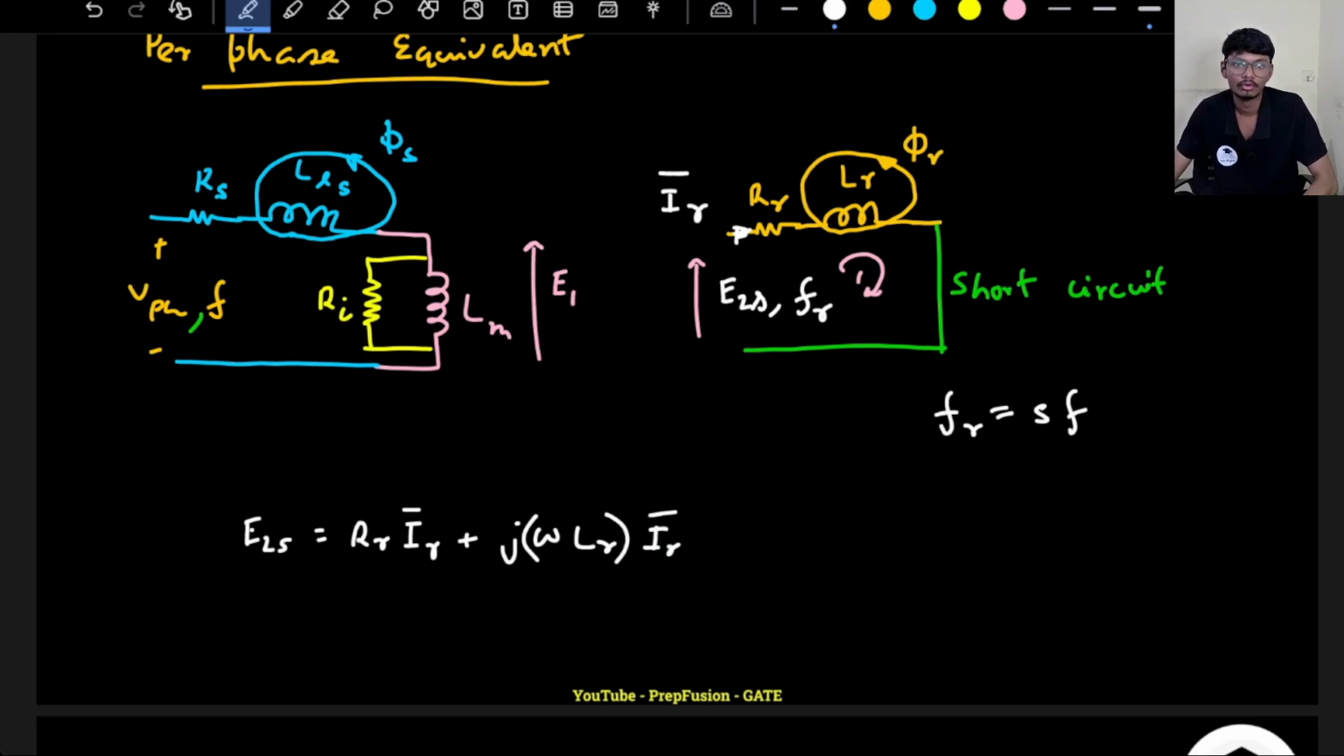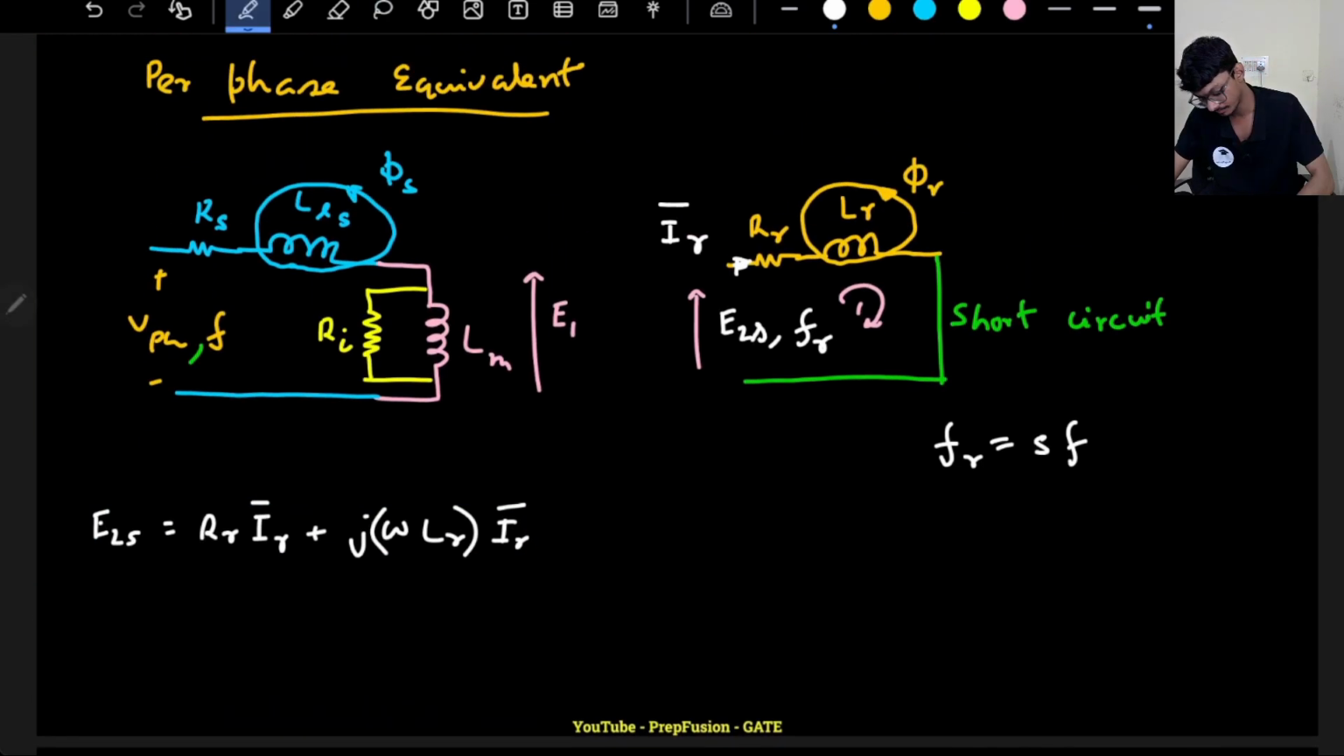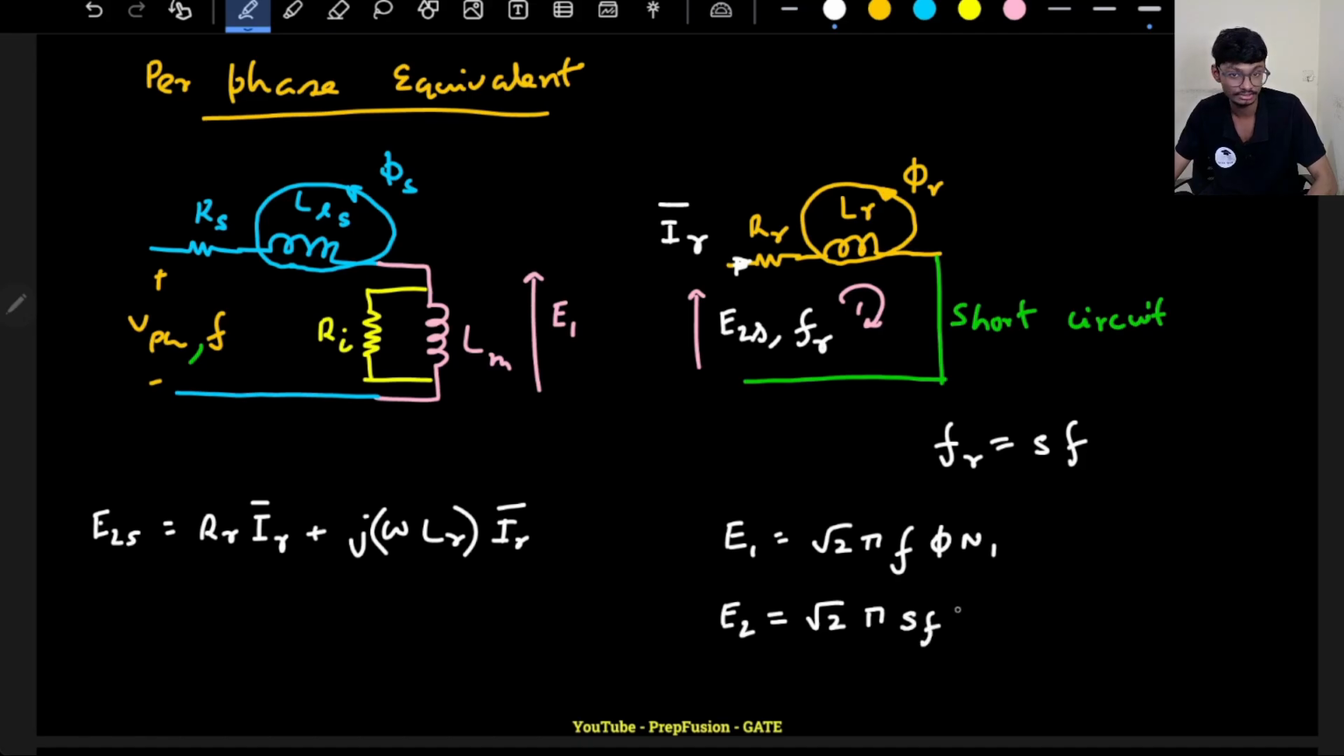Now what is E2S equal to? We derived an equation, if you remember. What is the induced EMF equal to? Induced EMF E1 is equal to 4.44, or root 2 into pi, into f into phi into N1. What is E2 equal to? E2 is equal to root 2 into pi into s into f, because the rotor frequency is different, into phi, because it is the same flux that links both the stator and the rotor, into N2.